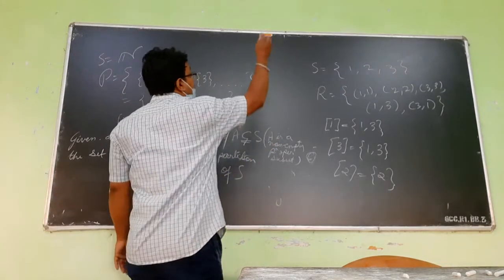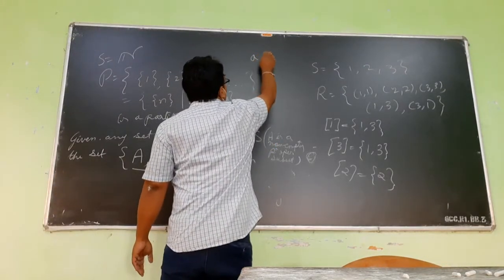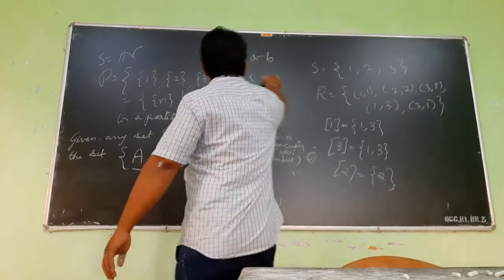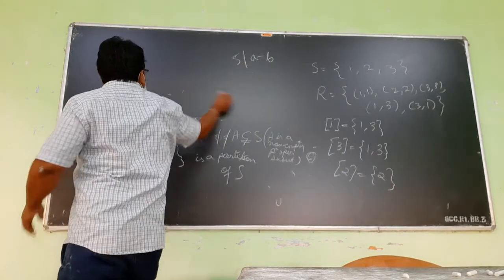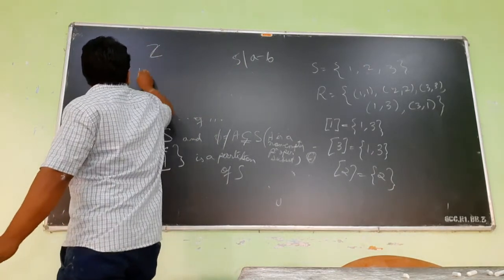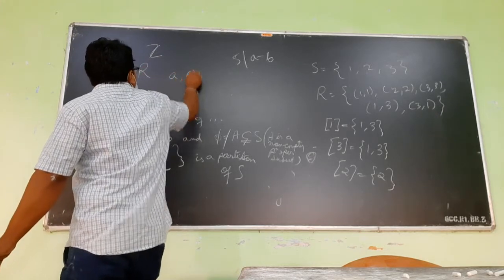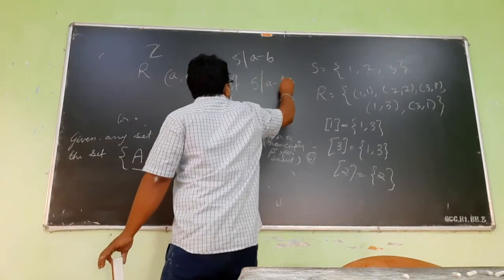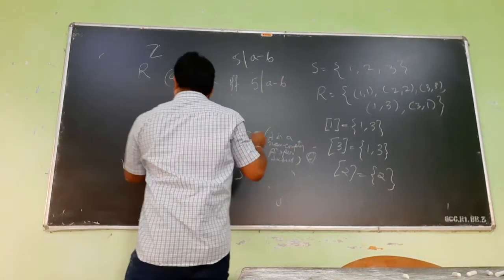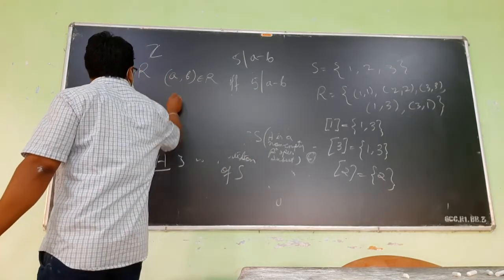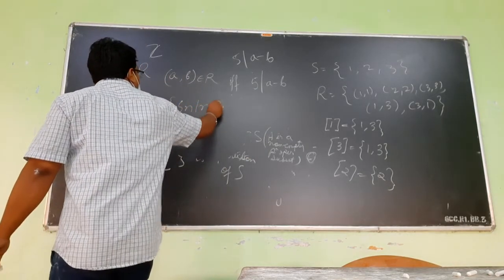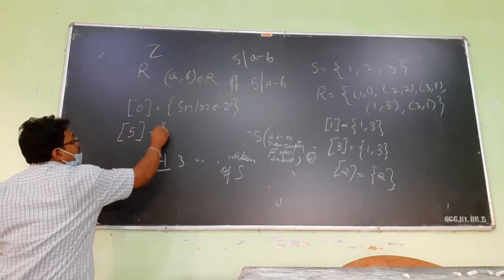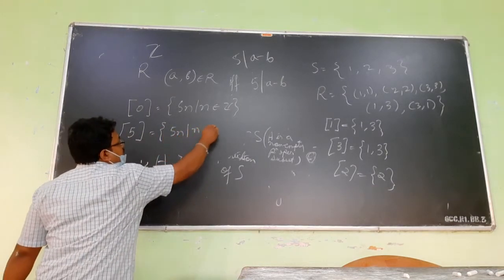For example, take the relation a congruent to b modulo 5, that is, 5 divides a minus b, that I had done. If you take the set as Z and R is the relation where (a, b) belongs to R if and only if 5 divides a minus b, what is the equivalence class of 0? It was the set of 5n such that n belongs to Z. We have already shown this. What is the equivalence class of 5? This is also the same: 5n such that n belongs to Z.